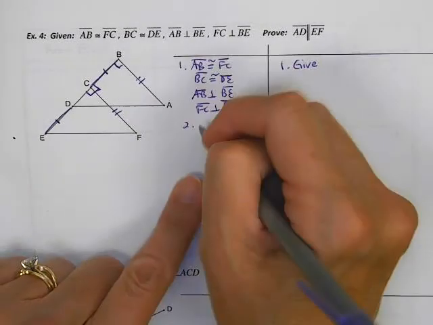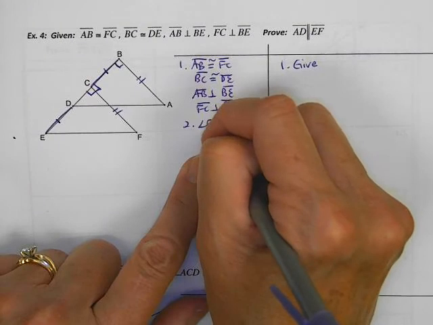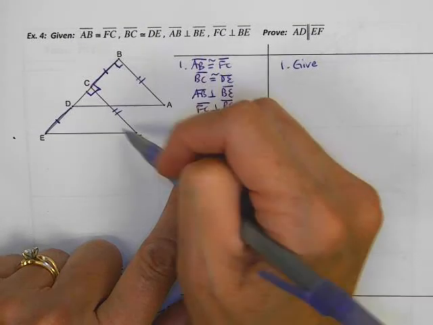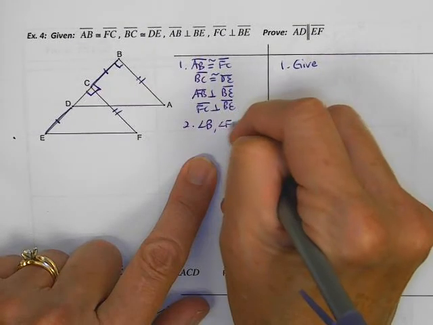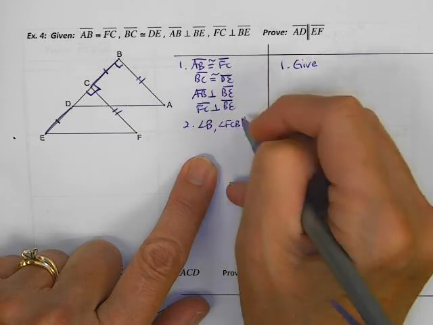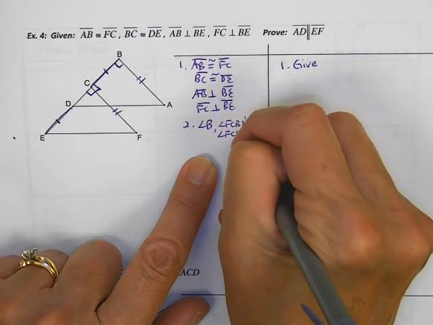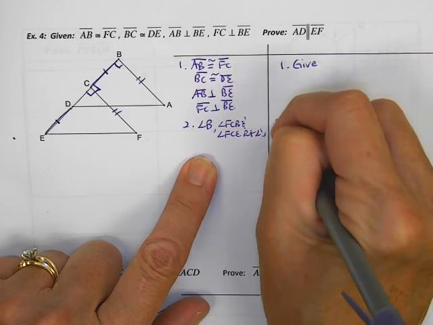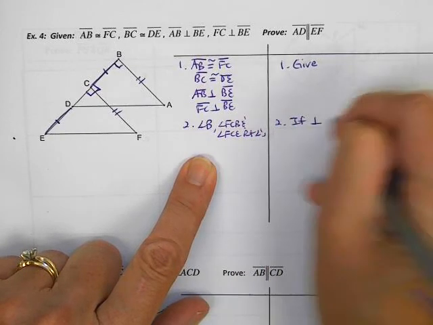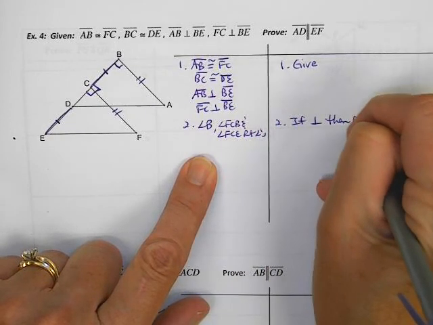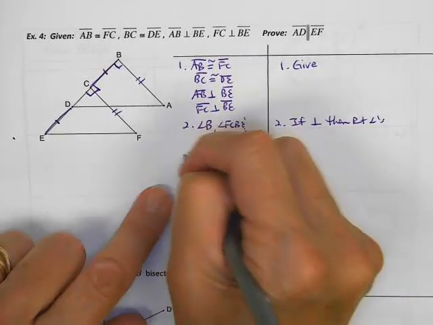I don't know which ones I need, but I'm going to say angle B, since that's the only one up there. Angle FCB and angle FCE are right angles. If perpendicular, then right angles.